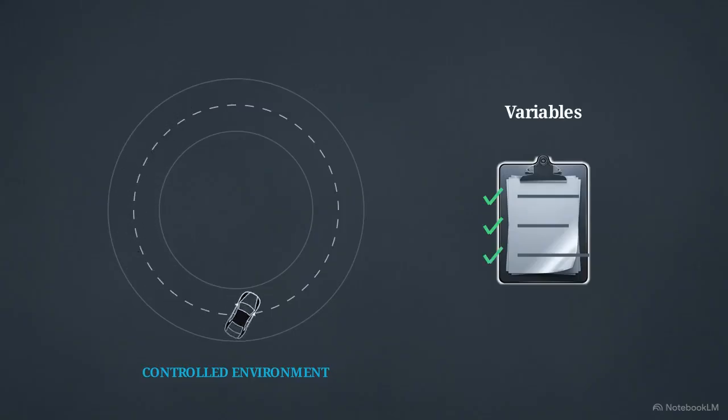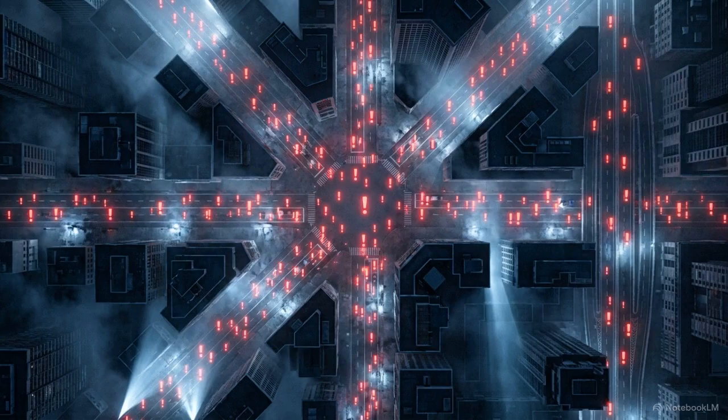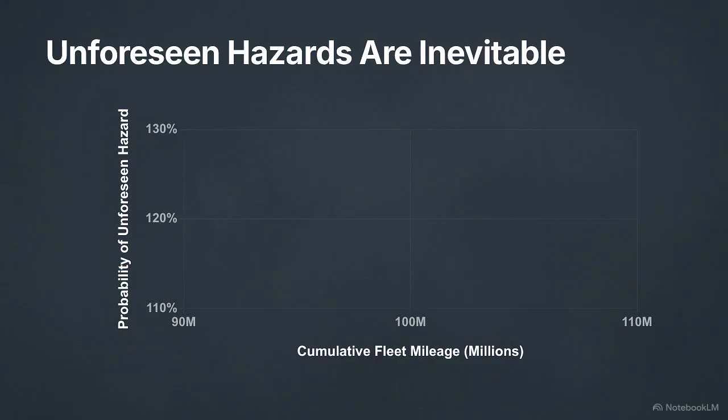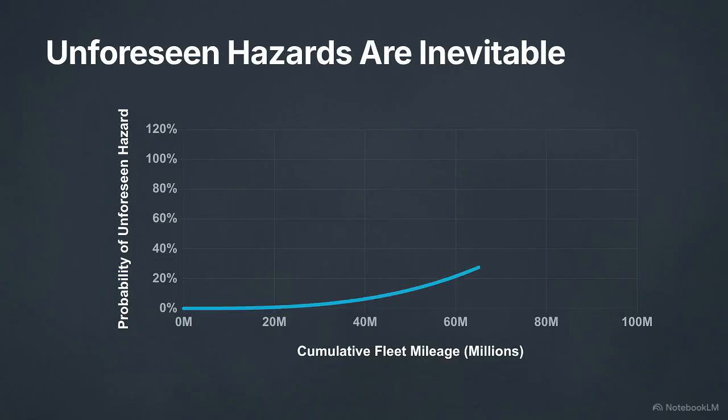While a lab is a controlled environment, the road is an infinite stream of unpredictable variables that no developer can fully map out in advance. Because of this, every car enters the market with a degree of residual risk. This is the statistical certainty that the vehicle will eventually face a hazard its creators never anticipated.